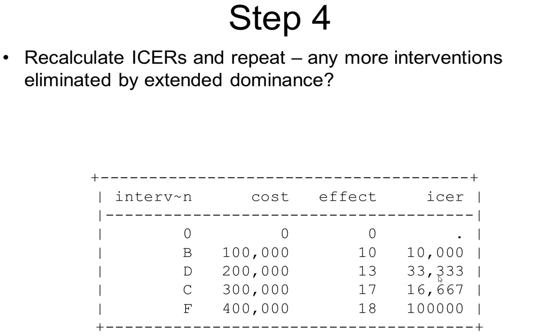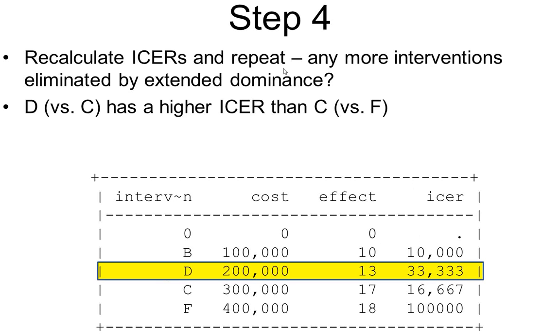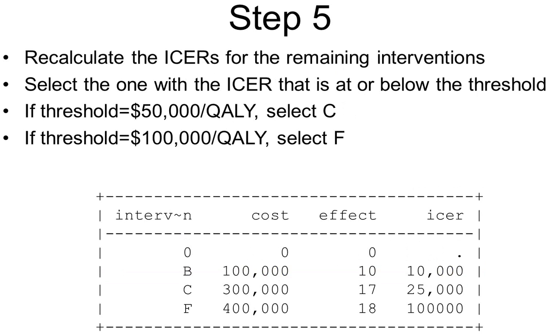And we can see once we drop A, we again have this situation where we go 10, 33, but then we go back down to 16 and then up to 100,000. So we again are going to identify intervention D that is going to be eliminated by extended dominance. So we're going to drop D from the list. And finally, we're going to end up with the interventions that remain and ICERs that are strictly increasing.